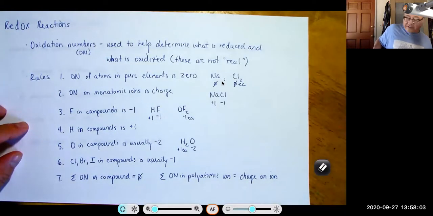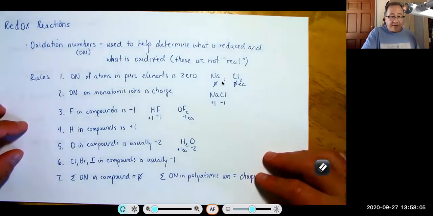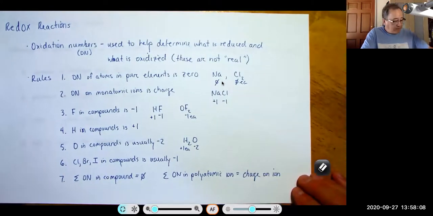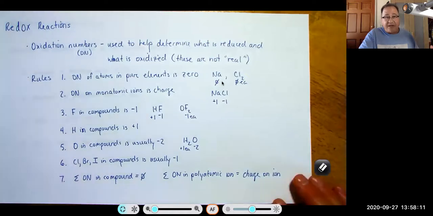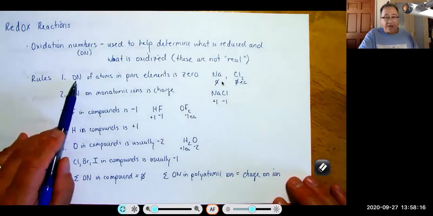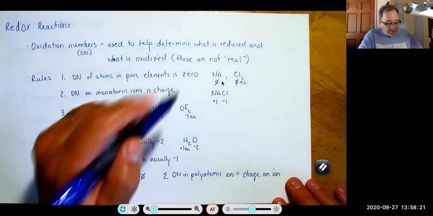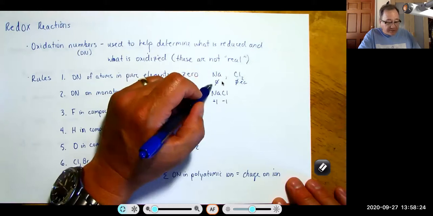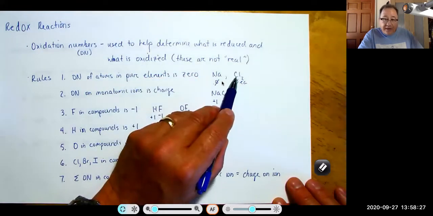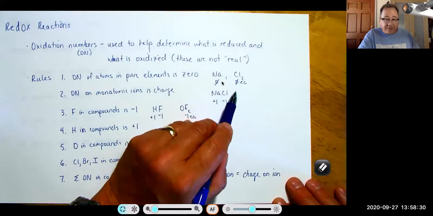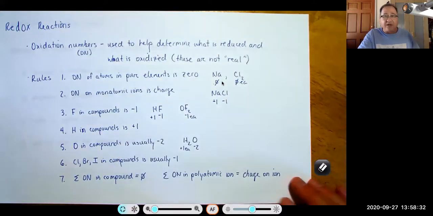So let's take a look at oxidation numbers and see how they help us to understand what's going on. These things are not really real. They just help us understand what is going on in a redox reaction. So I'm using ON for oxidation number. The oxidation number of atoms in pure elements is 0. So this sodium in pure sodium, the oxidation number is 0. Each chlorine in this molecule has an oxidation number of 0. We don't assign oxidation numbers to whole molecules or compounds or formulas. They get assigned to each atom in a substance.